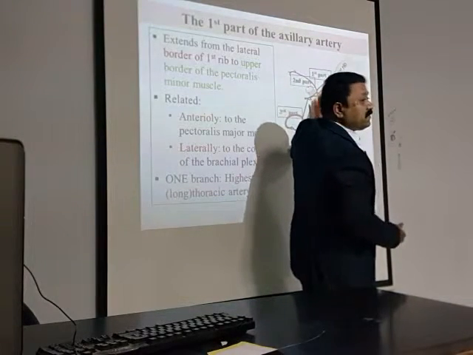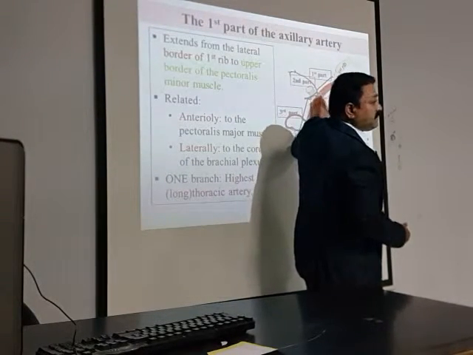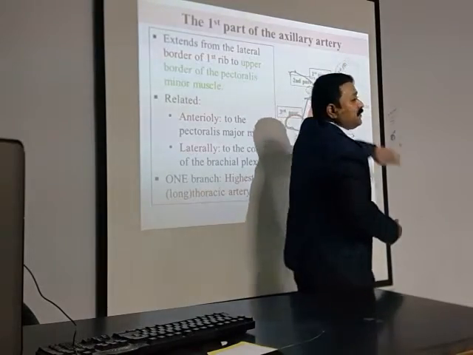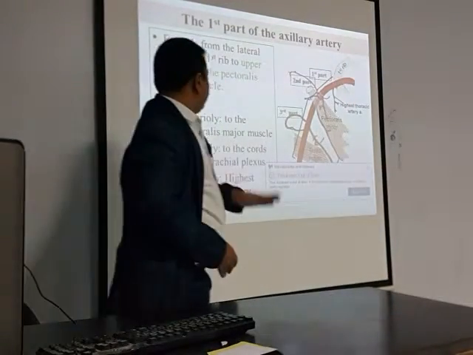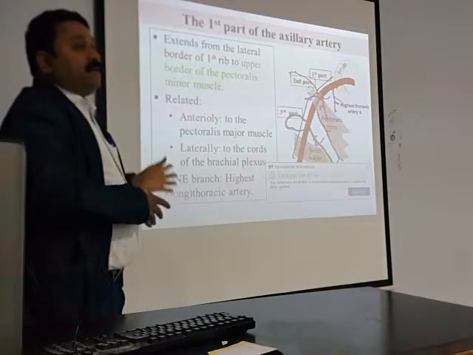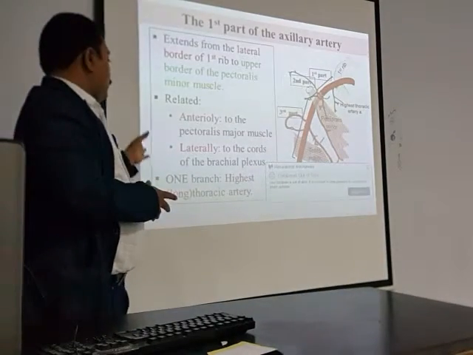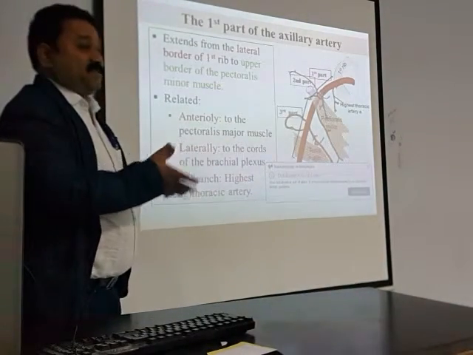So the second part is covered by the pectoralis minor. This first part is covered by the pectoralis major muscle. And laterally, it is related to the cords of the brachial plexus.